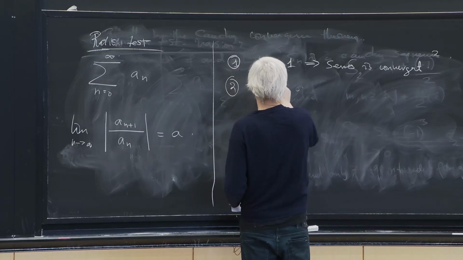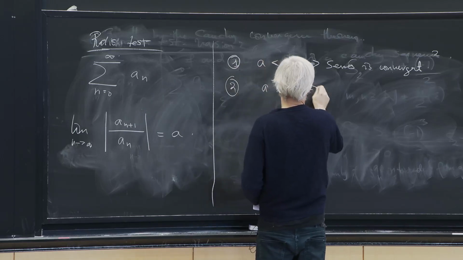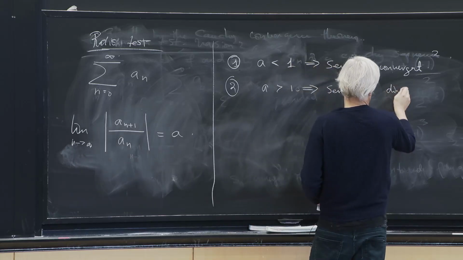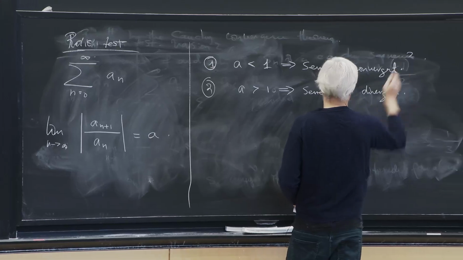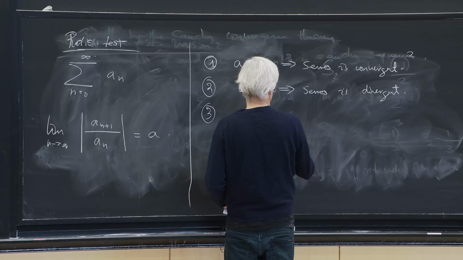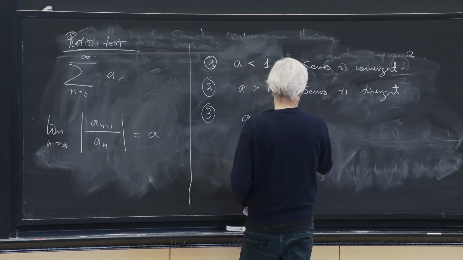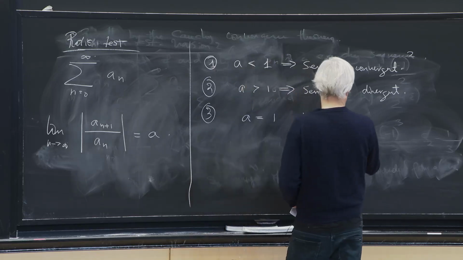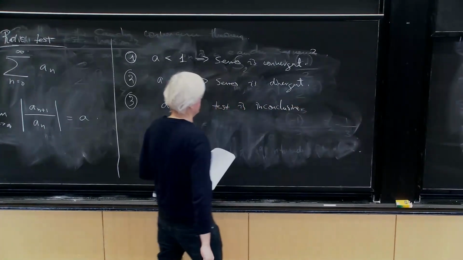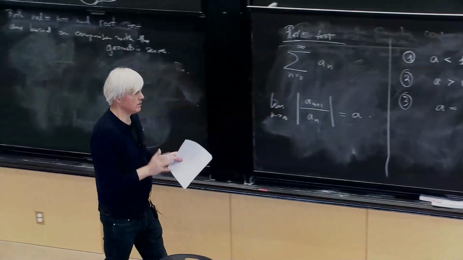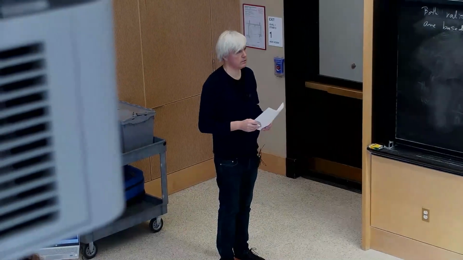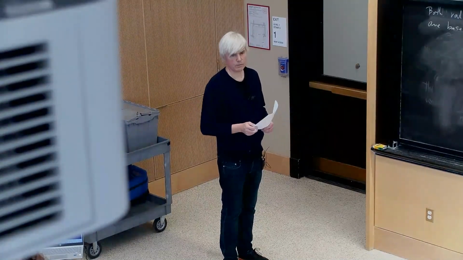Two, if this a here is bigger than 1, this implies that the series is divergent. And three is that if this a here is 1, then the test is inconclusive. But it's important to remember that it is possible that you don't get anything out of the test, if you are in the unlucky case where this limit is 1.